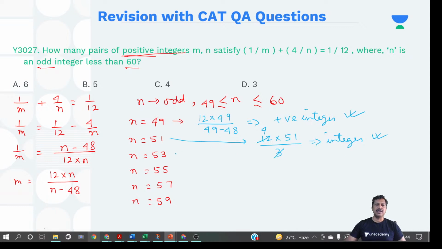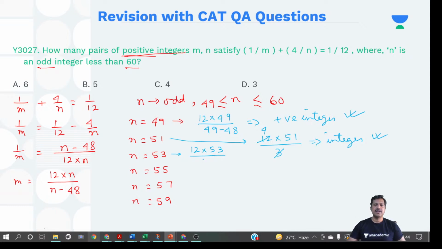Now if you go for 53, what will happen? 12 into 53 divided by 53 - 48. 53 - 48 is how much?